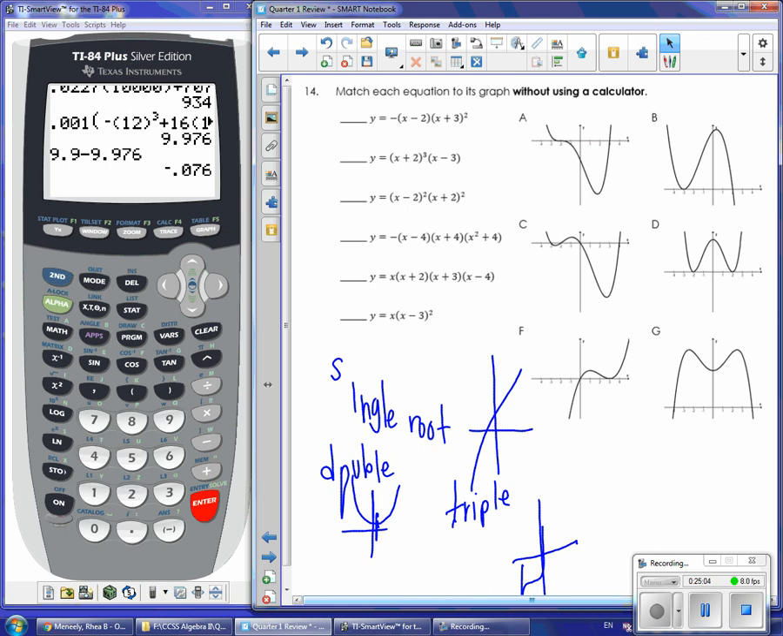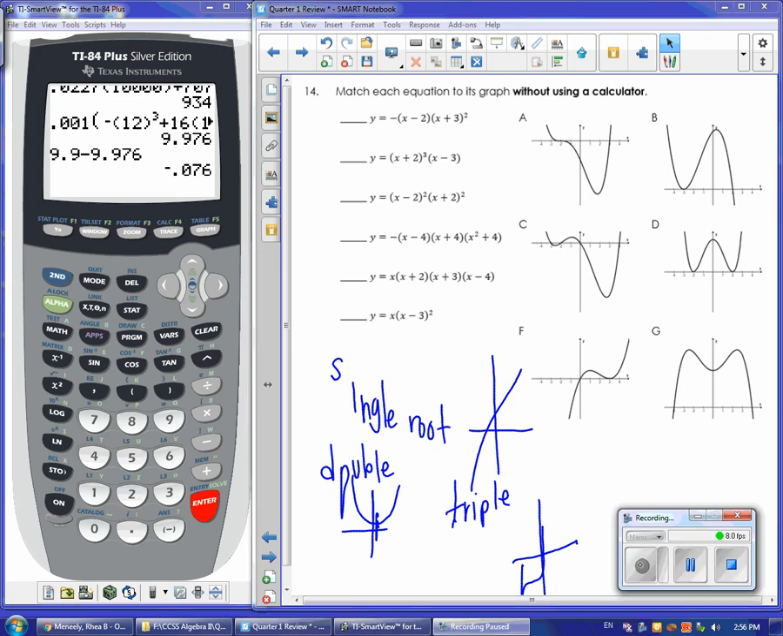So I'm not sure which is going to be easier, if you identify looking at the graphs first or if you look at the equations first. I'll look at the equations first for the first, and then I'll do the same thing with the graphs. So in the first one, I can look at the factors. I see I've got a negative x minus 2 times the quantity x plus 3 squared.